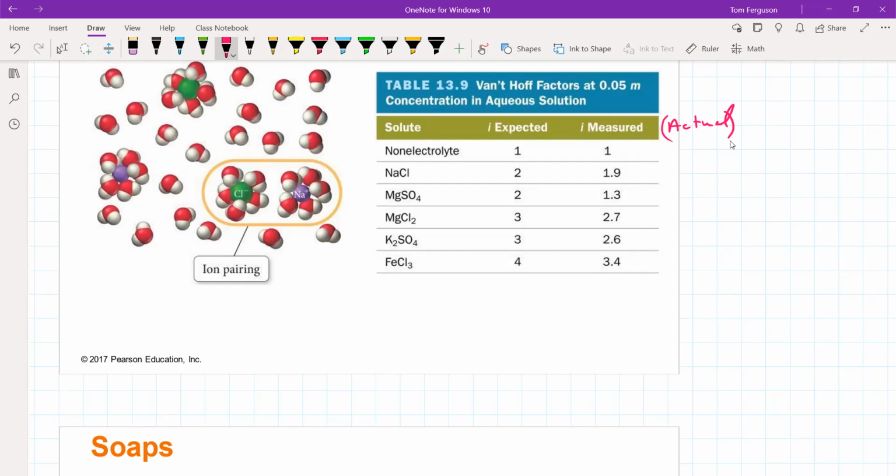So this now is going to be ferric chloride. Got 3 chlorides for each iron. That's 4 total. But because of the interaction between that and water, probably, it's only 3.4.